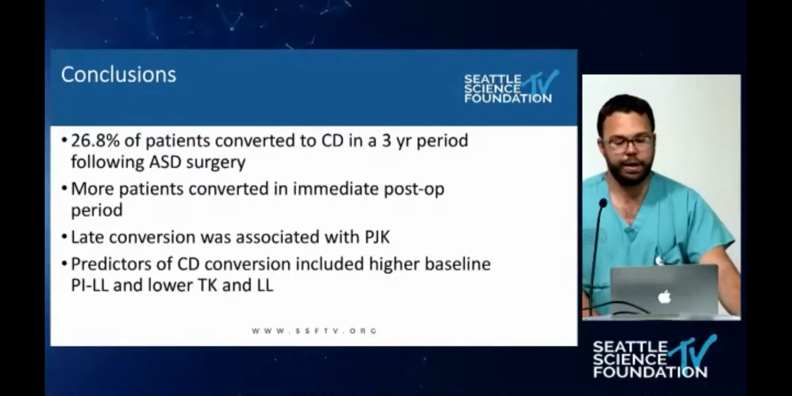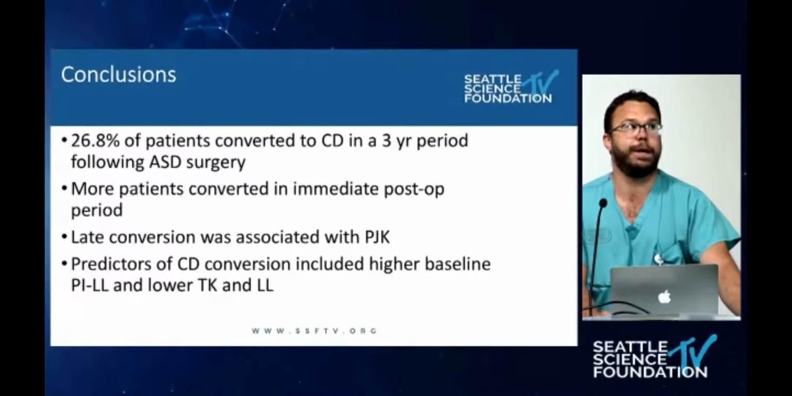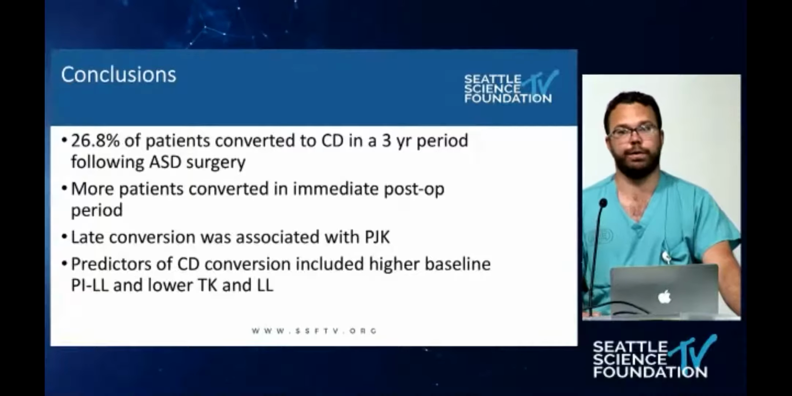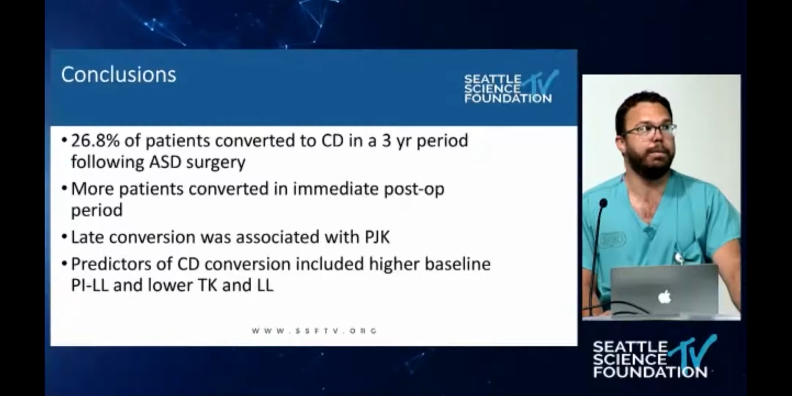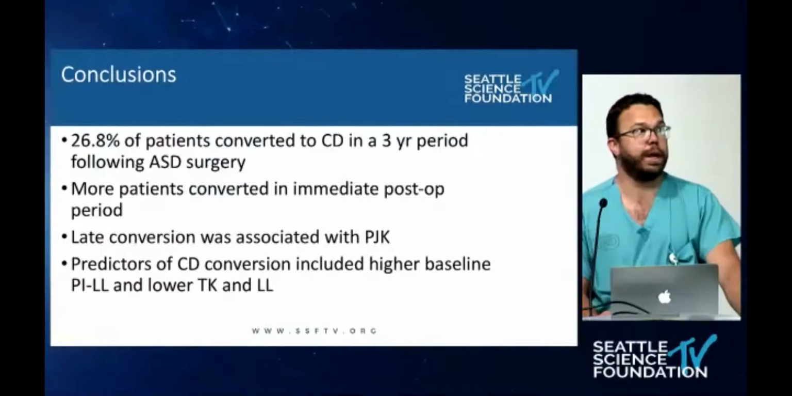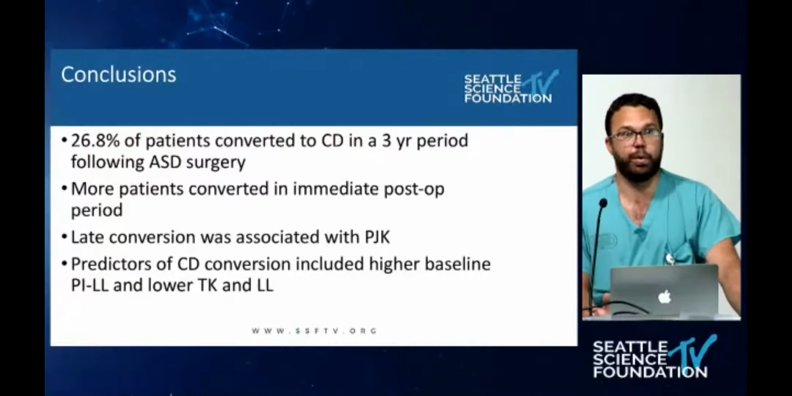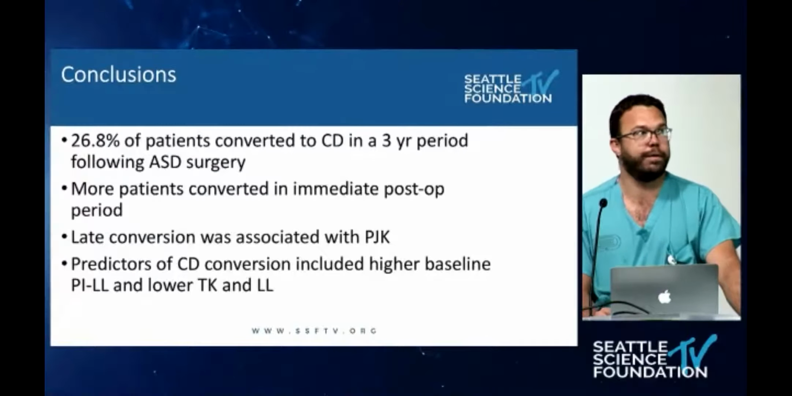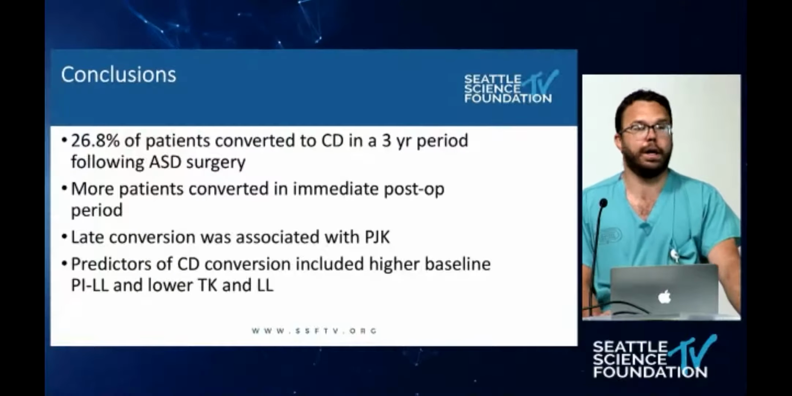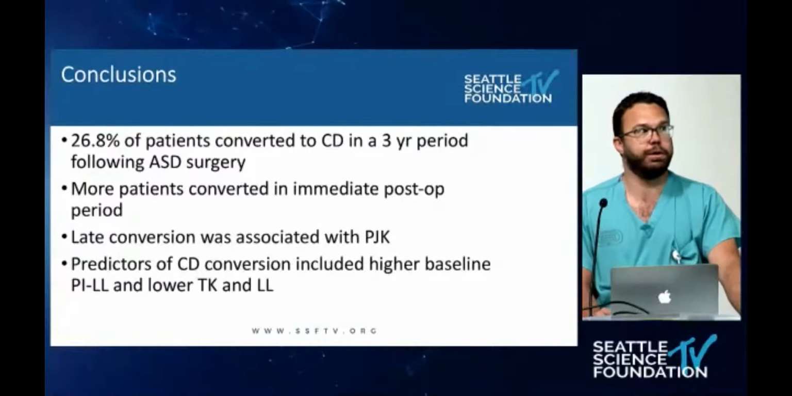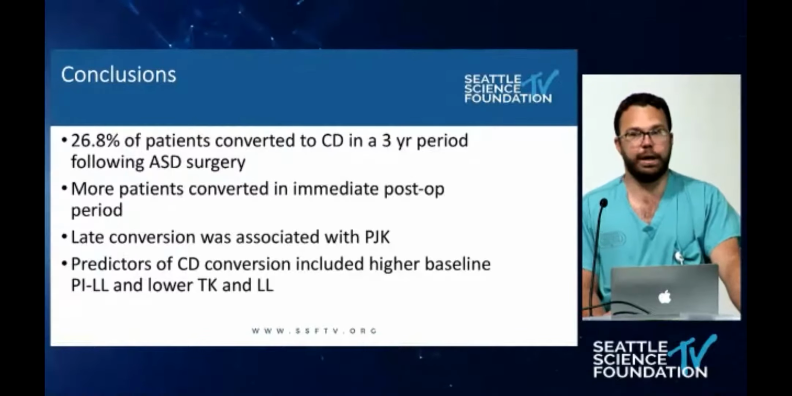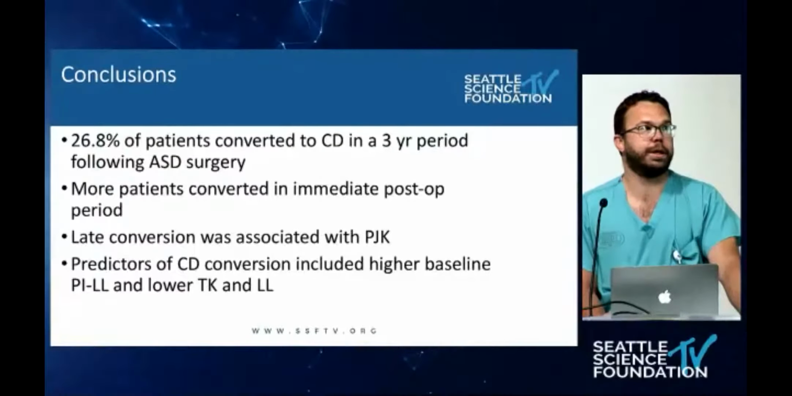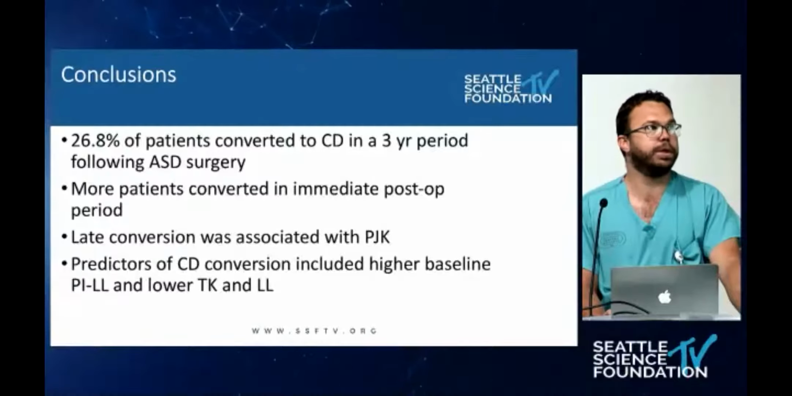To conclude, 26.8% of the patients converted to cervical deformity in a 3-year period after adult spinal deformity surgery. More patients converted in the immediate post-op period, about 14% of the total 27%. And the latest conversions, after 1 year, were associated with PJK. The predictors of cervical deformity conversion included higher baseline mismatch, lower thoracic kyphosis, and lower lumbar lordosis.